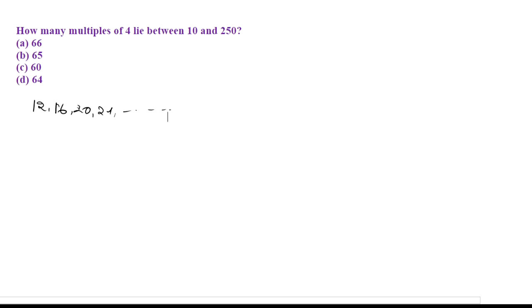What about the largest term? If I divide 250 by 4, 4 6s are 24, 4 2s are 8. So what is the remainder? Remainder is 2. So what is the largest term which is divisible by 4? It is 248. Correct?